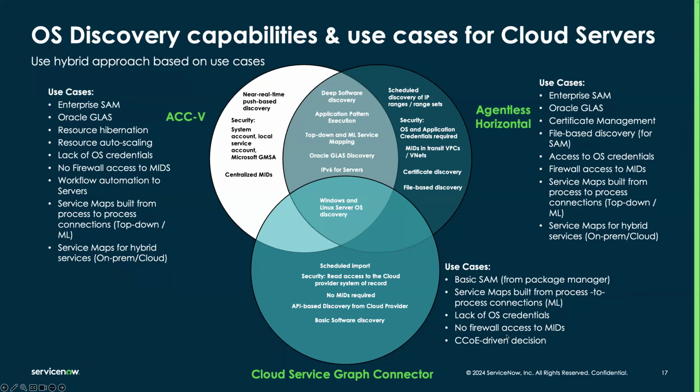In case you don't want to maintain a mid server and you want a completely midless approach, and you just have read access to your cloud provider system of record, then you can still leverage the service graph connectors, the cloud service graph connectors. However, you'll be able to cover more basic scenarios. We're talking about basic software asset management use cases with the data that is coming from the package manager, or the service maps, in particular the ML-based service mapping. And this will be, again, just limiting for all the other use cases that are not covered by this approach.